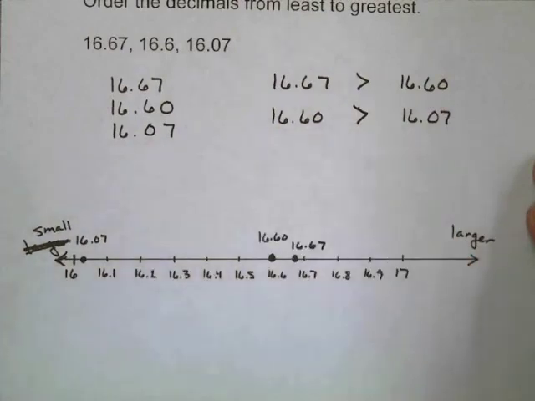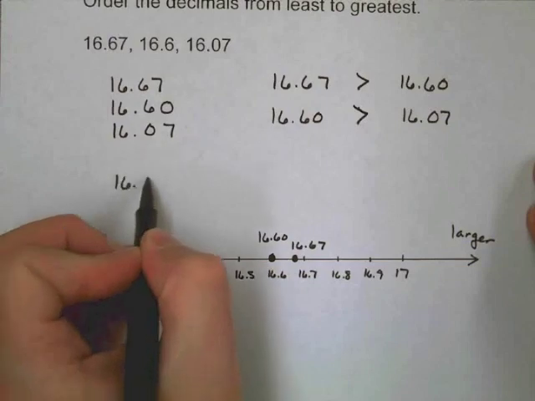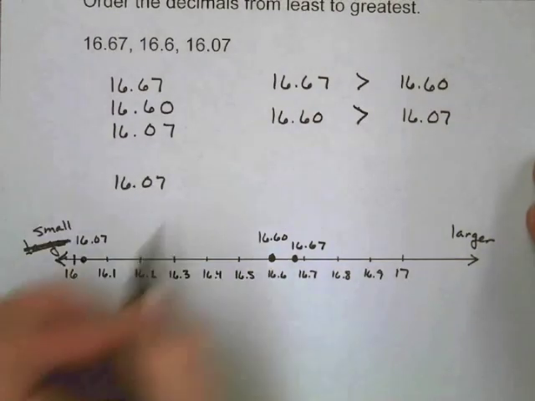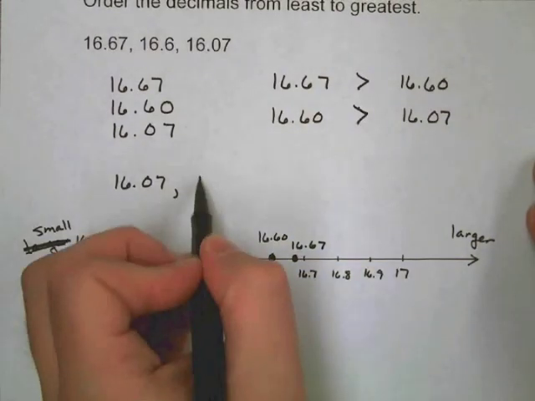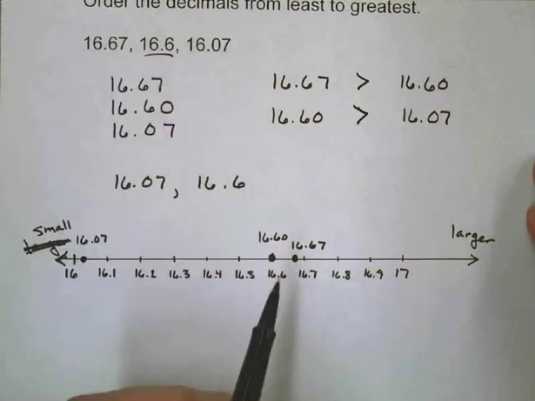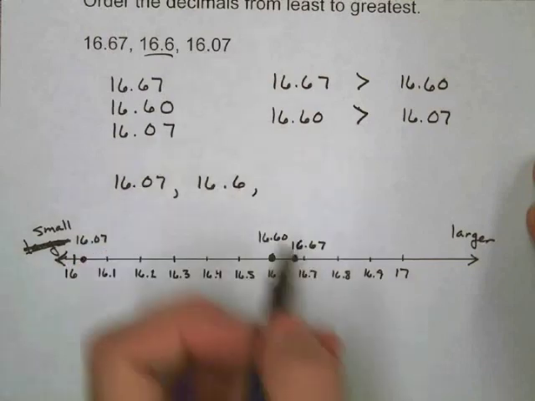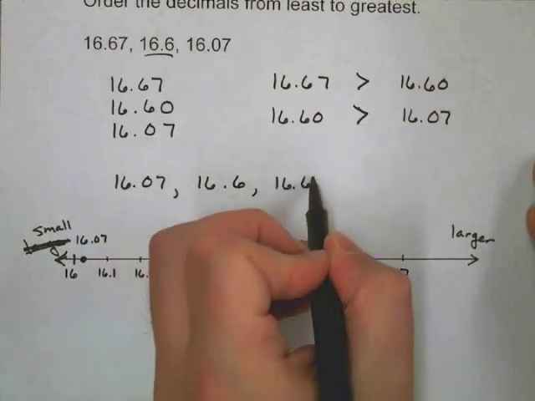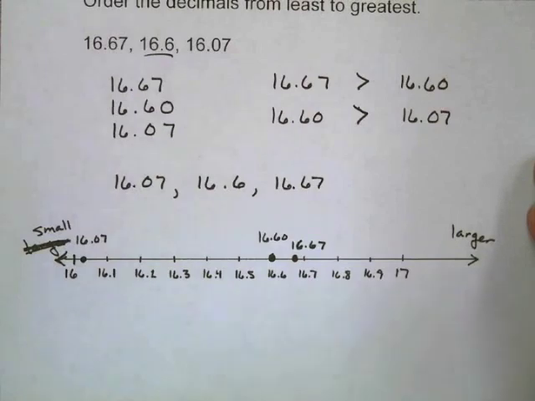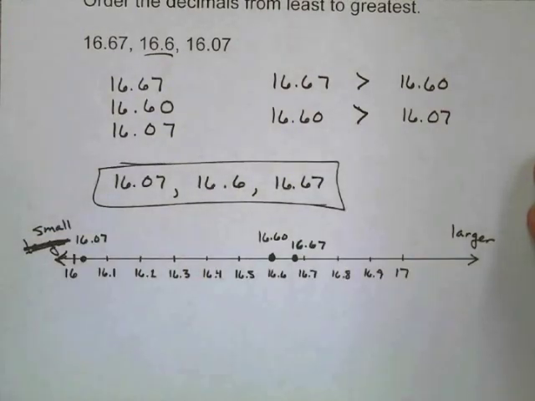So all of them are in place now. I can see that 16 and 7 hundredths is the smallest number, followed by 16 and 6 tenths. I'm going to go back to my original number. And followed by, lastly, 16 and 67 hundredths, which is the largest number. So here are my numbers in order from least to greatest.